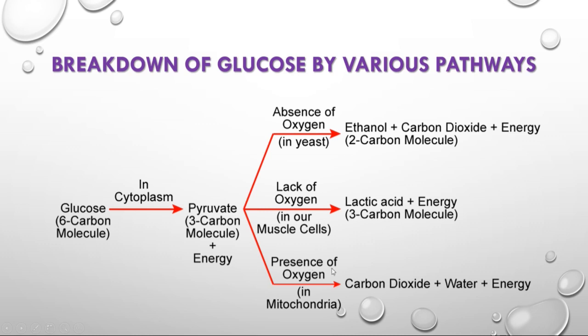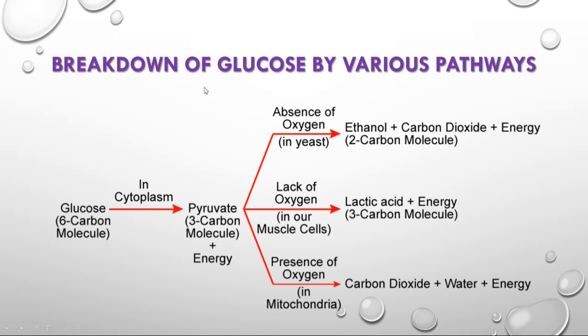Now the third one is in the presence of oxygen, and how pyruvate is converted to energy. This occurs in the mitochondria. The results are carbon dioxide plus water plus energy. In the presence of oxygen in the mitochondria, carbon dioxide is released, and water is formed, plus energy.